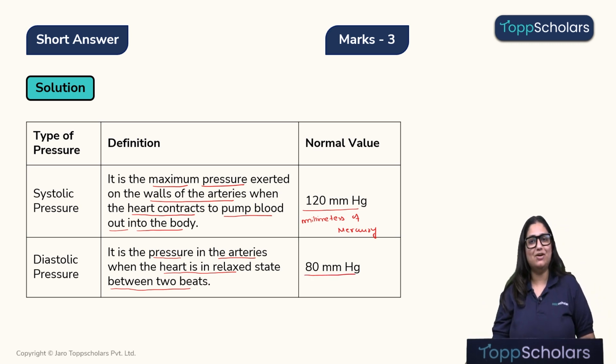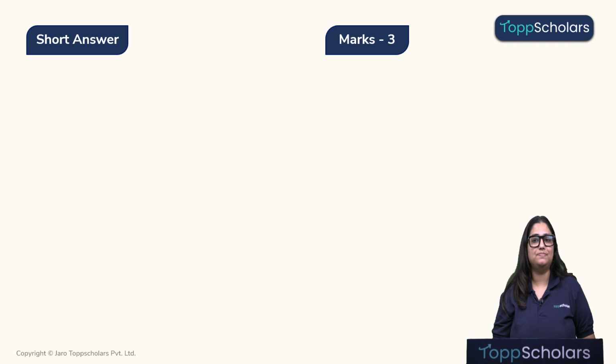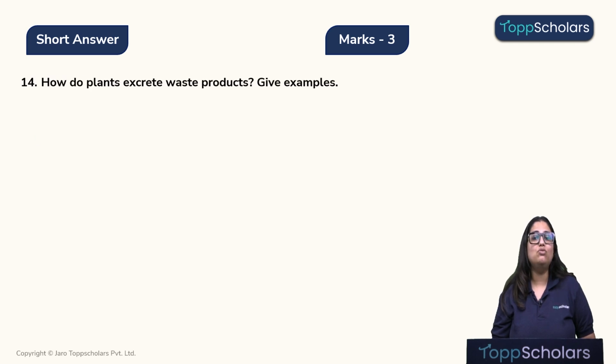Alright students, now let's move to the next question. How do plants excrete waste products, and give examples?